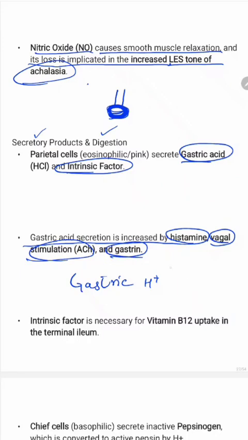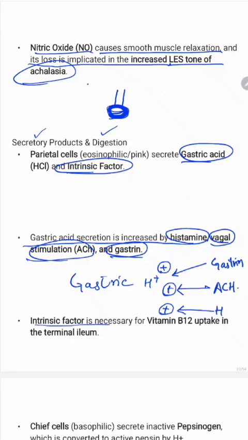Okay, so it is increased by gastrin, it is increased by acetylcholine or vagal stimulation, and also increased by histamine. Okay, so these are the substances that increase the gastric acid secretion.